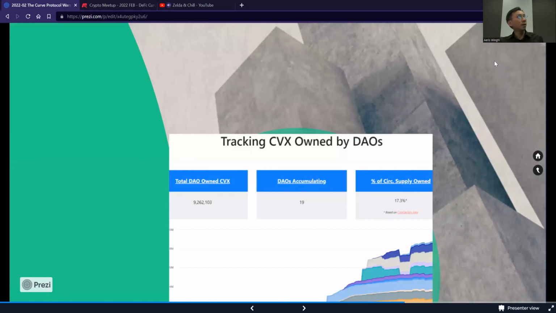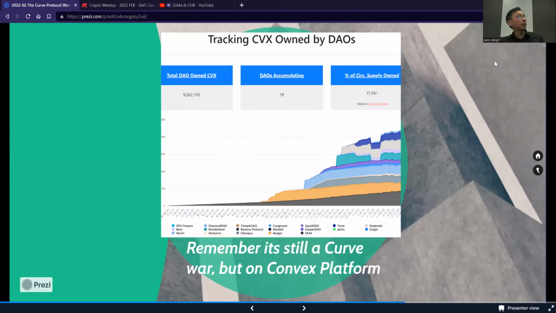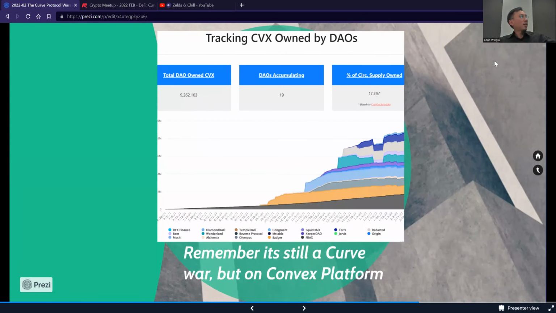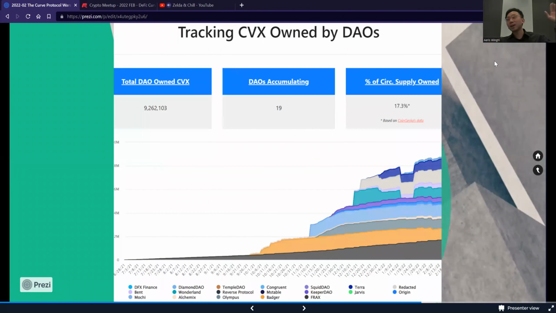All right. So as you can see in this graph, just remember that it's still a Curve war, but it's just on the Convex network now. And so the Convex CVX tokens owned by DAOs have been constantly increasing since September of last year. So they're constantly buying. We don't know what's going to happen in the coming year or two, but it's most likely going to increase. Okay.